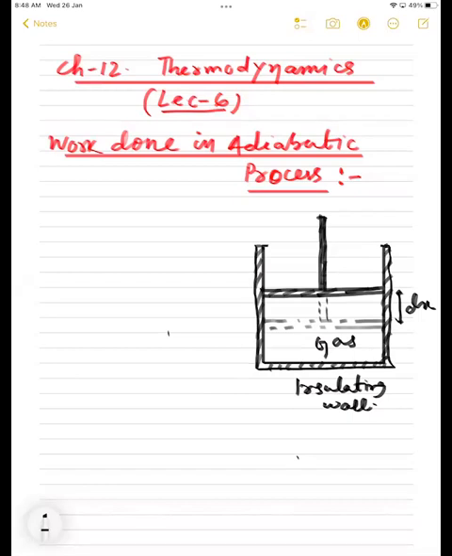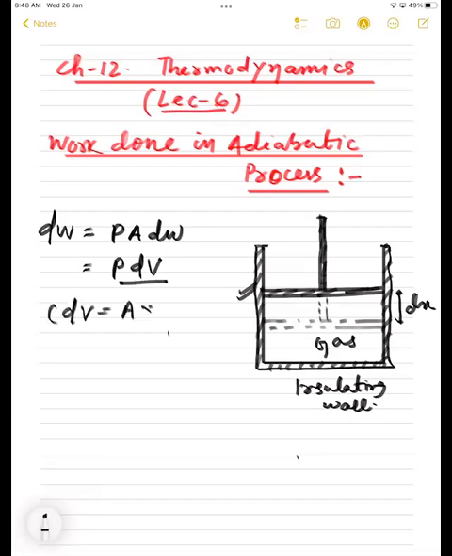So students see here, due to expansion, initially the piston was at the dotted position. Now it came to this position. Let the displacement be dx, right? So the work done by the gas will be dW is equal to force into displacement, that is force is equal to pressure into area, so that is P dV, correct? A is the cross sectional area of the piston and dV is equal to A dx, which is the volume, that is area of the container into displacement dx, correct?